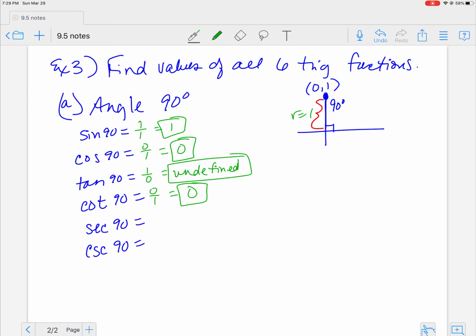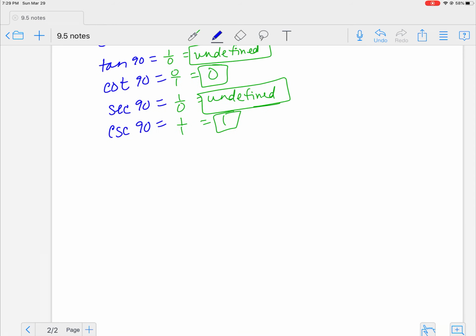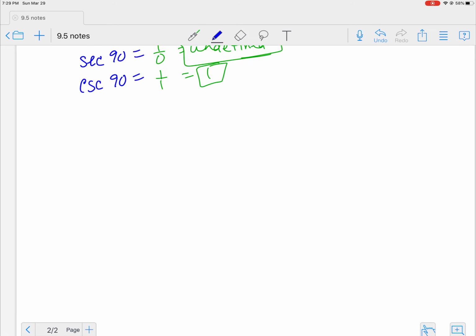Cotangent is 0 over 1. Well, that's all right. We can have 0 over 1 here. And that's just going to be 0. And that's where cotangent crosses that axis. Secant being the reciprocal here of cosine. So I have 1 over 0 also becoming undefined. And cosecant is 1 over 1, still 1. All right? So any 90 degree angle, we're going to come up with that. Okay, look at this next one.